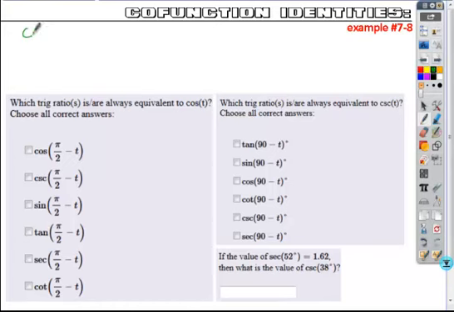And that says the following. And that says that cofunctions of complementary angles are equal.